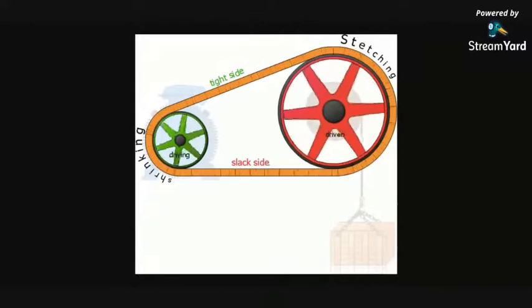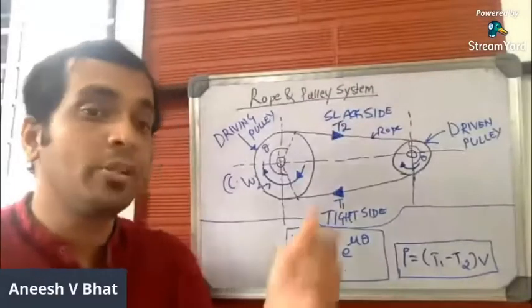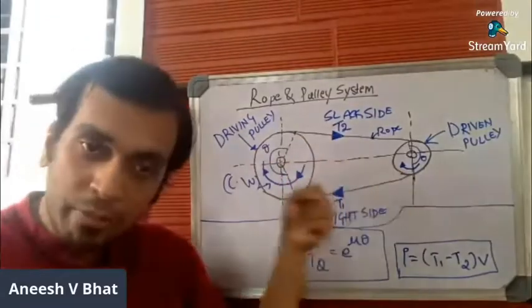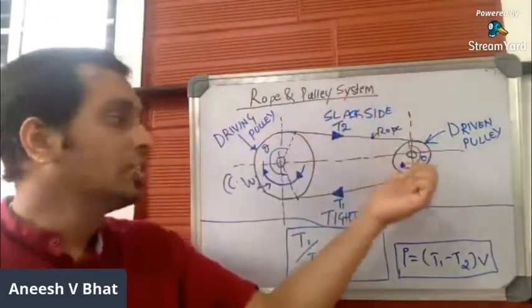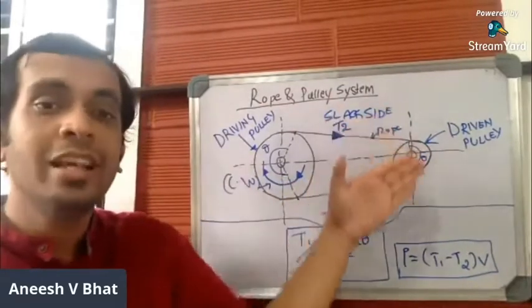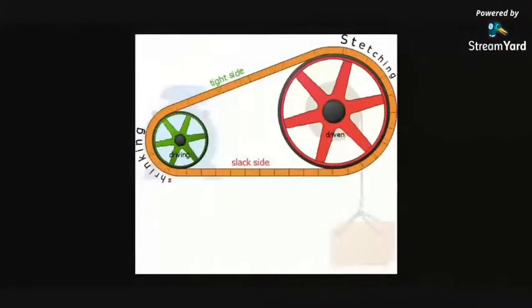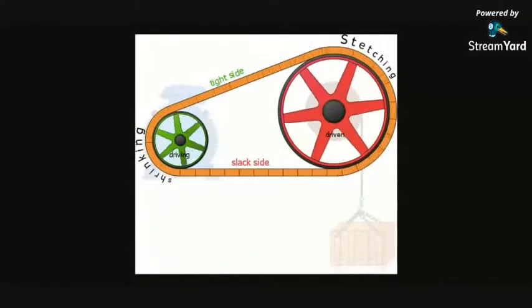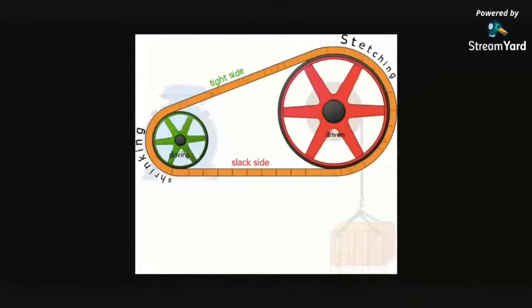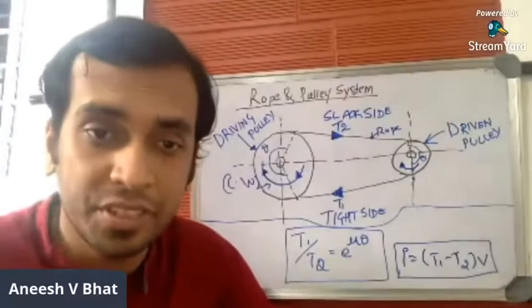So hope the concept of driving pulley and driven pulley is clear. If the driving pulley rotates in clockwise direction, the lower side will be pulled and the upper side will be pushed. The side which has been pulled is called the tight side, the side which has been pushed is called the slack side. Similarly, if the driving pulley rotates in anti-clockwise direction, the upper side will be pulled and the lower side will be pushed. So the side which has been pulled is called the tight side, and the side which has been pushed is called the slack side. This is how it works.